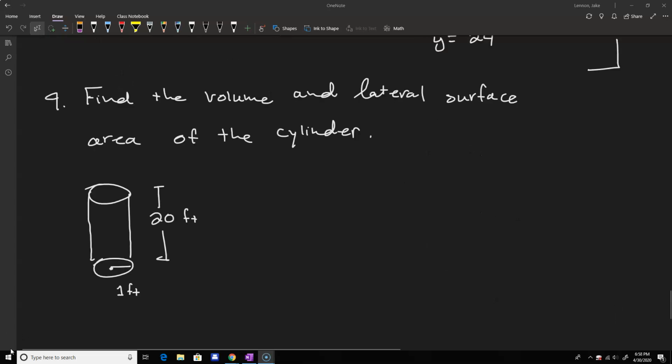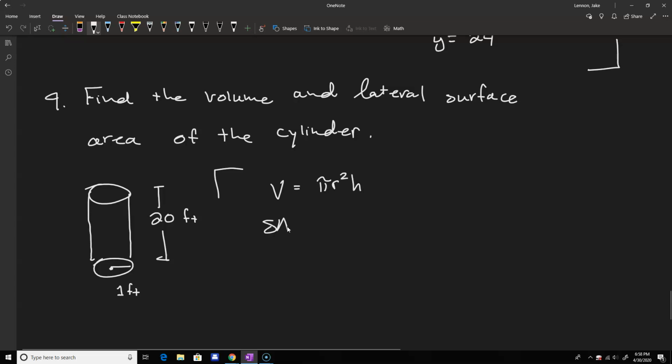Okay, so for 9, we want to find the lateral surface area and the volume of this cylinder. So let's remember those formulas. So the volume is just basically the area formula for a circle, pi r squared multiplied by the height of the cylinder. So pi r squared h is the volume.